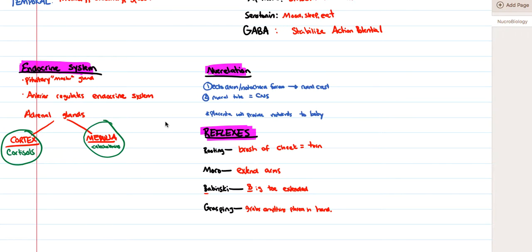Neurulation is brain development. It's when you have an ectoderm and the notochord will form the neural crest, and the neural tube will be the CNS. The placenta will provide nutrients to the baby.